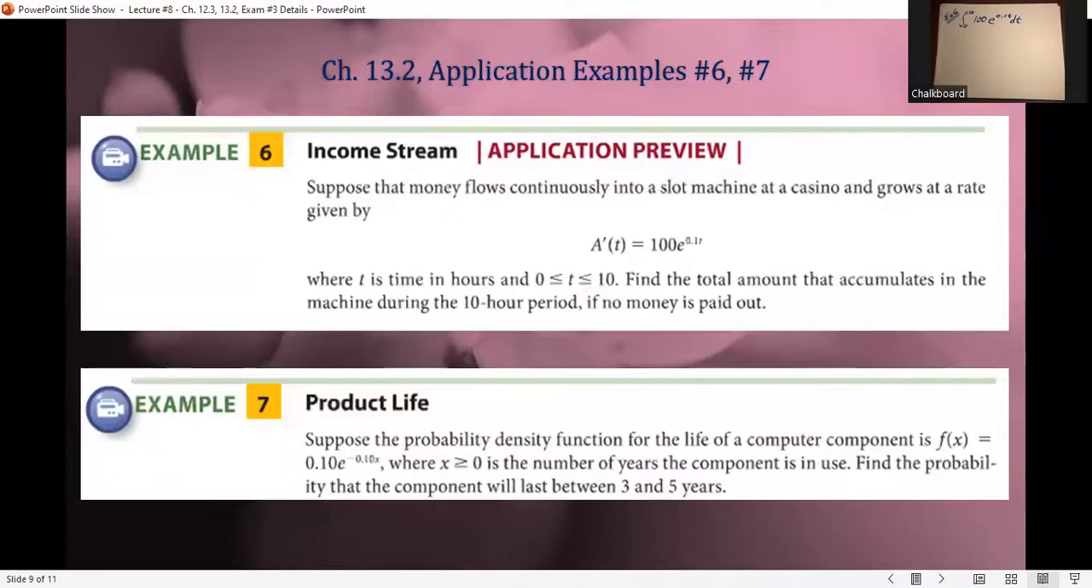That's what that means. Can we just reiterate that for a minute? Because that's so easy to make a mistake with, friends. This expression means go from 0 to 10 for the letter t. Now, find the total amount that accumulates in the machine during the 10-hour period if no money is paid out. So the way we're going to do this is we're going to integrate that function, and we're going to make the limits 10 and 0. It's going to look like this.